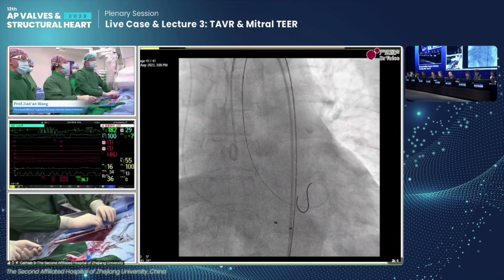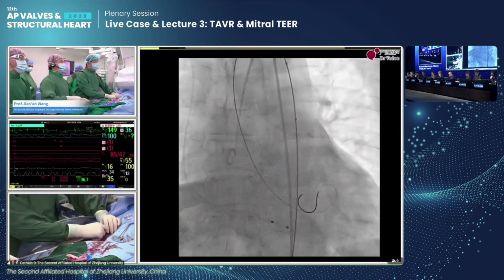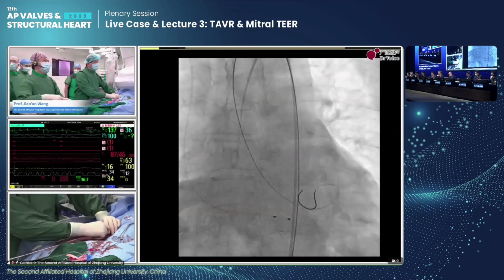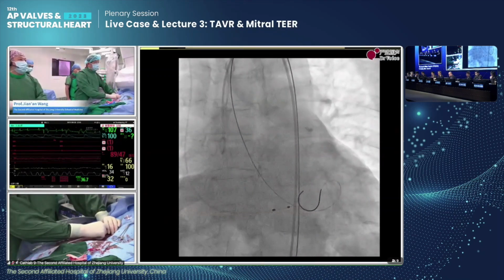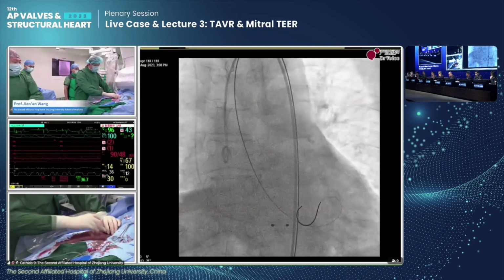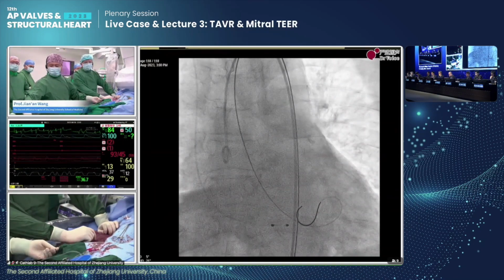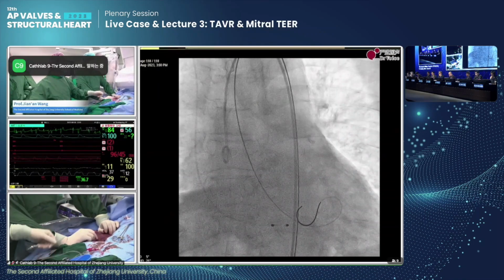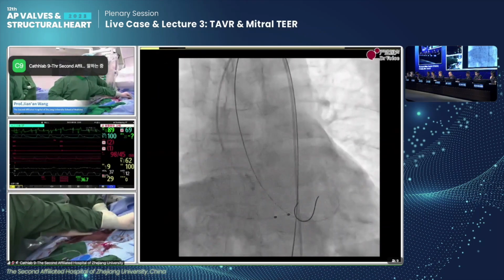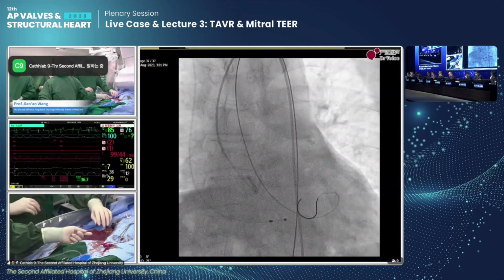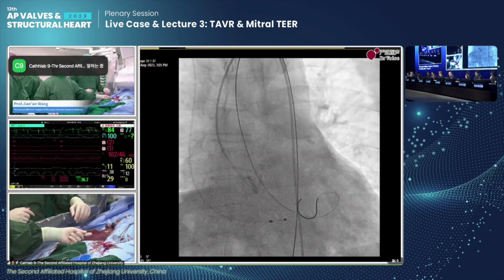Dr. Wang and Dr. Liu, can you explain the Hangzhou method? How can you decide the optimal valve size in this procedure? Which valve size was used for the balloon dilation? Just now, Dr. Liu showed you one slide, which explains the Hangzhou solution very well. Hopefully we can show you the slide again.